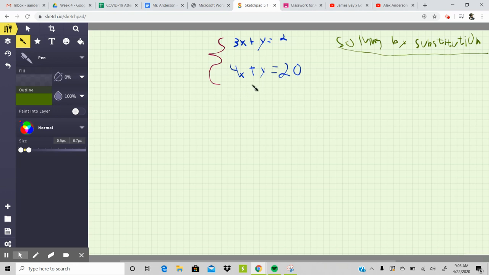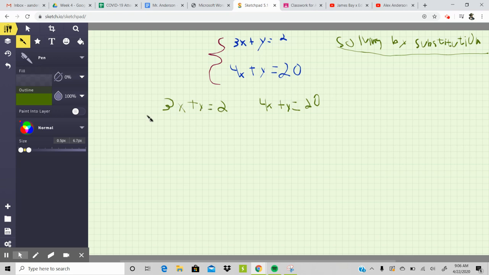So I'm just going to write both of my equations down here. 3x plus y equals 2, or 4x plus y equals 20. Now, if I look at both of these equations, they both have a variable, a y in fact, that doesn't have a number in front of it, so it technically has a number 1 in front of it.